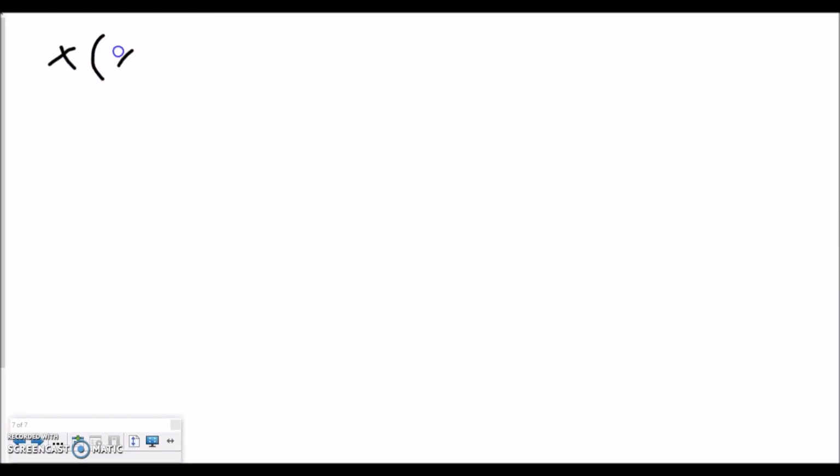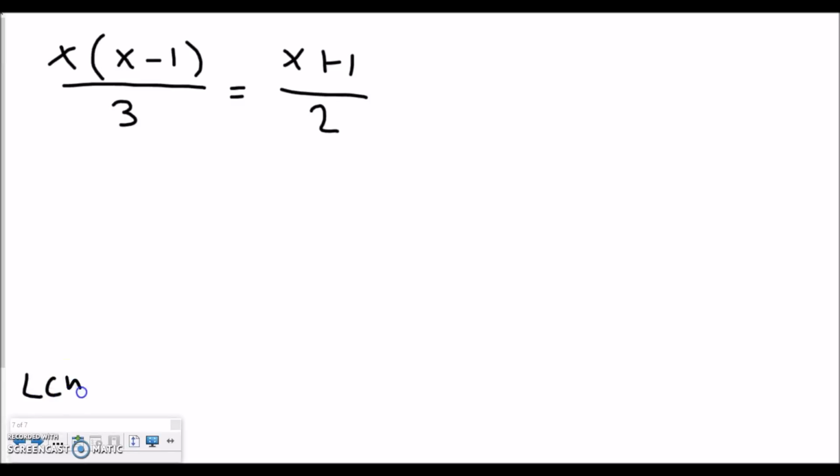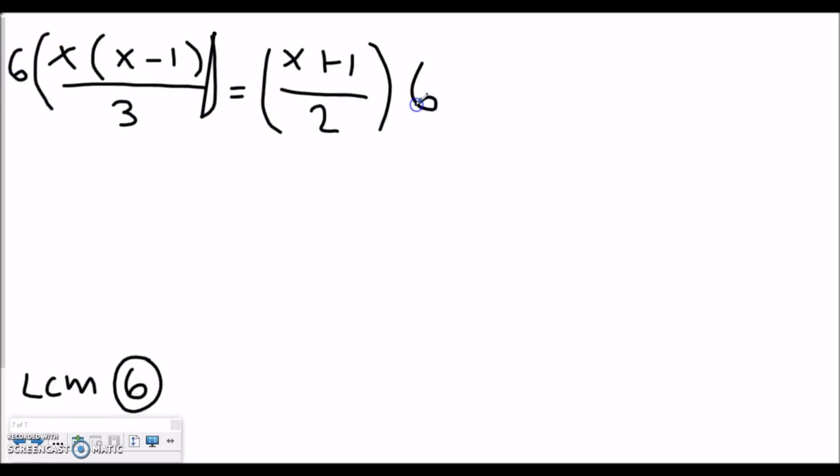X times x minus 1, all over 3, equals x plus 1, all over 2. Again, we need LCMs. LCM of 2 and 3 is 6. Multiply every, well, I can just actually write it. I'm going to multiply this side by 6 and this side by 6.